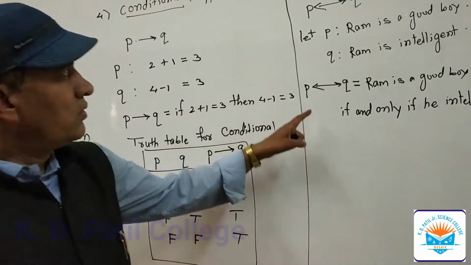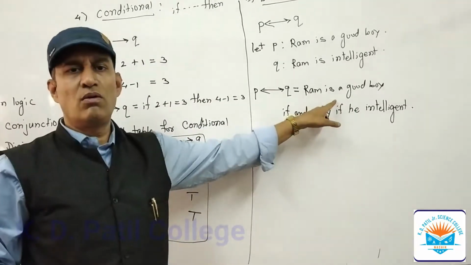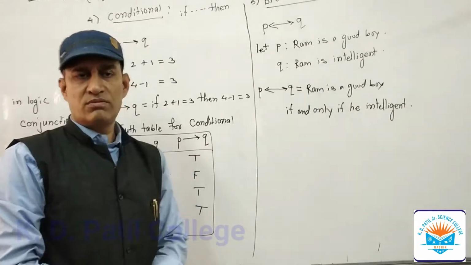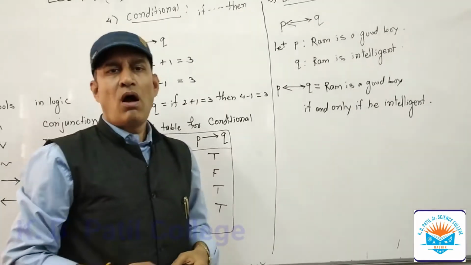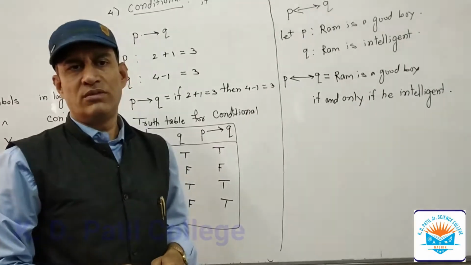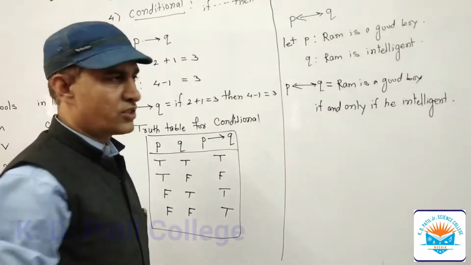And now its biconditional symbolic form, its biconditional verbal form. Now I want to write its truth table. As before we saw how to write a truth table for conjunction, disjunction, negation, conditional. Now we are writing the truth table for biconditional.